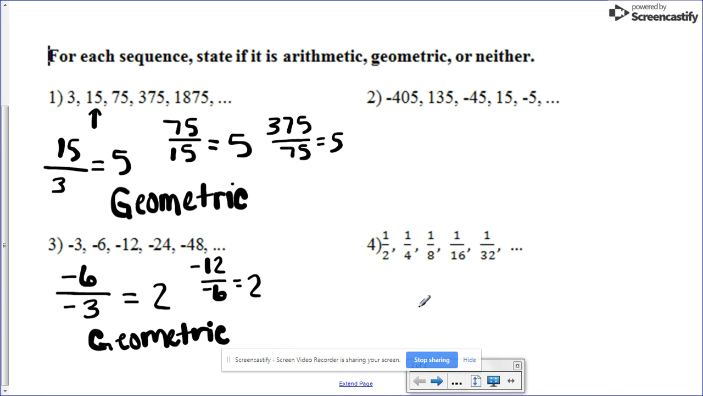In this case, you're working with fractions, which makes it a little bit more difficult. You're going to take 1/4 and divide it by 1/2, and that's going to give you 1/2. I'm going to take 1/8 and divide it by 1/4, and I also get 1/2. 1/16 divided by 1/8 also gives me 1/2. So my common ratio is 1/2, which makes this geometric.